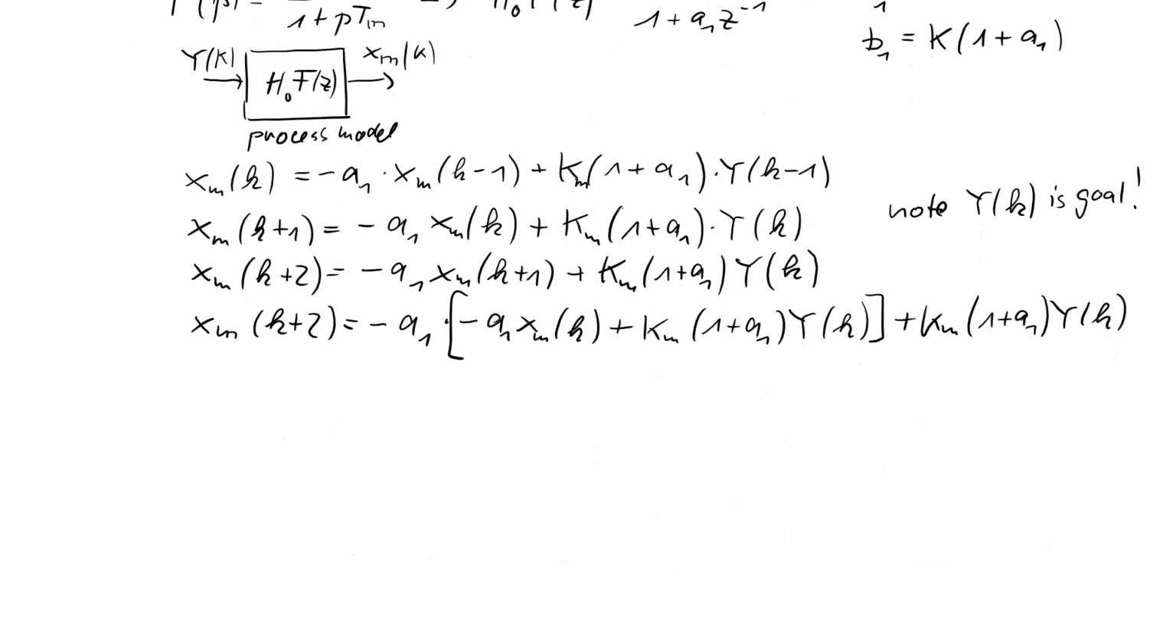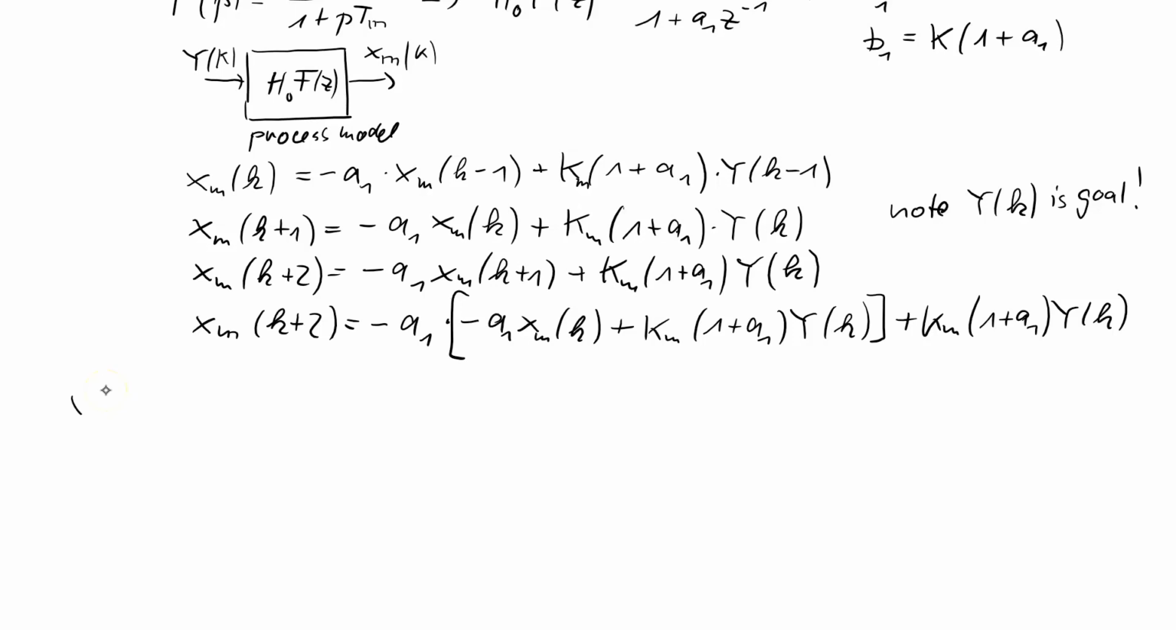Now the trick of Mr. Richalet is astonishing or strange, or what else we can say. Next step is xm of k plus 2 is first minus a1 times minus a1. Note a1 is negative, so these are both positive numbers. So minus a1 times minus a1 is minus a1 squared times xm of k.